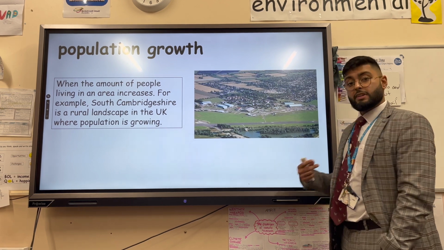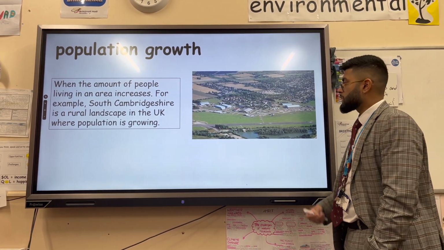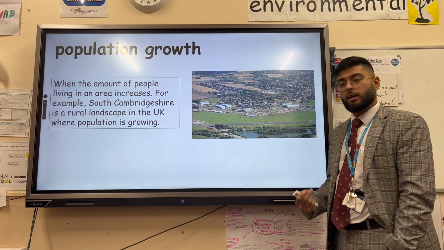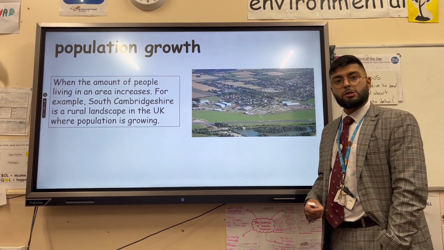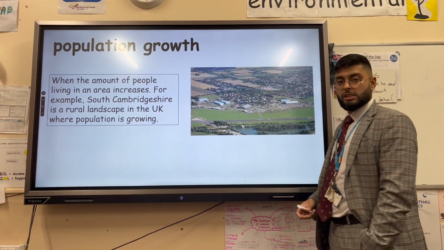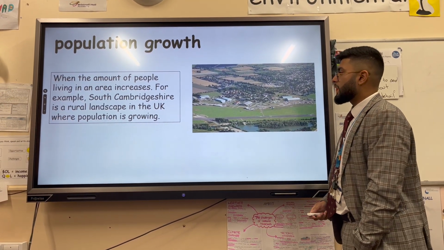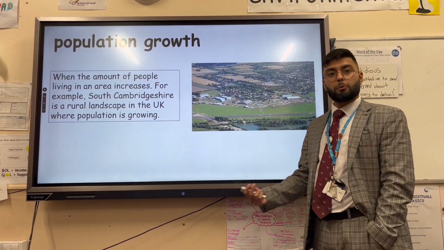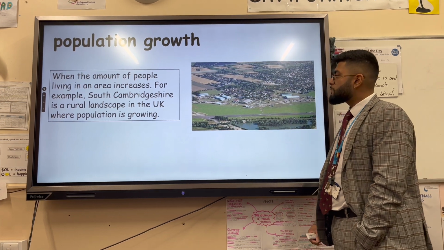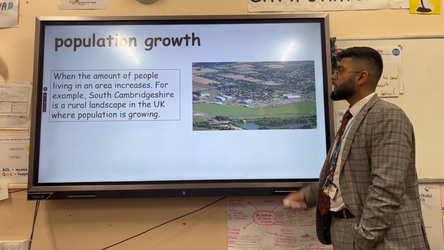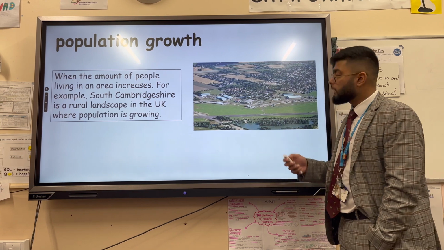That is having lots of negative impacts on the area, such as petrol prices being really high, increased traffic, and also a problem with managing all of the waste that these people produce, because the current infrastructure and facilities cannot cope. However, there are also positive impacts as well. So for example, South Cambridgeshire is becoming more ethnically diverse.